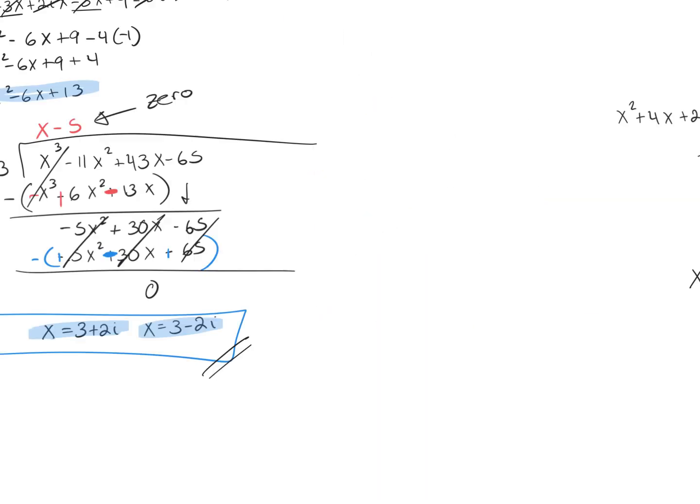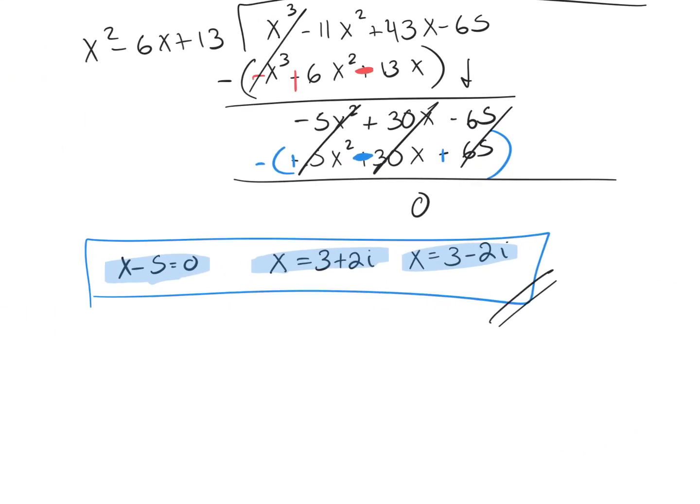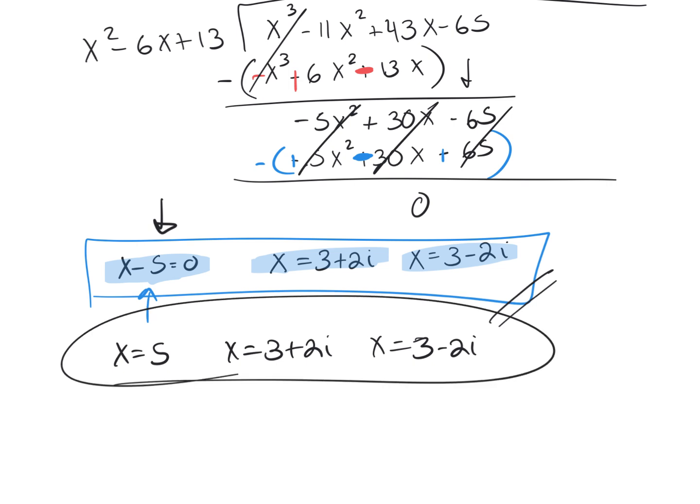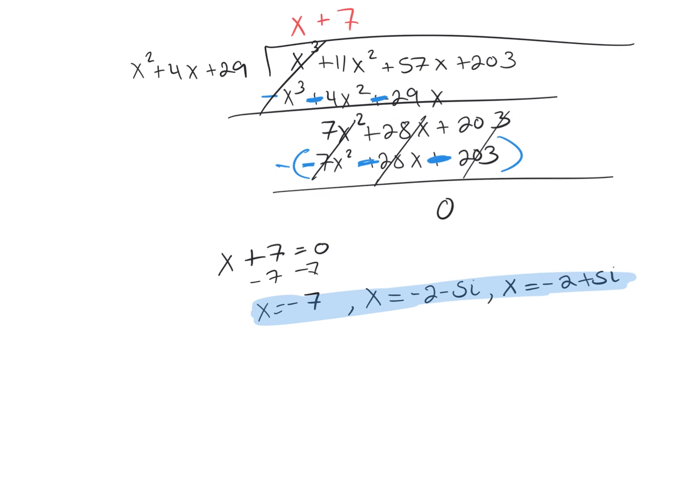Actually, before I forget, I wrote this one wrong. I just noticed. It is x is equal to 5, x is equal to 3 plus 2i, and x is equal to 3 minus 2i. I forgot to factor this one, so just keep that in mind. Your solution is x is equal to a number. This is for the previous problem. This one I did do correctly.